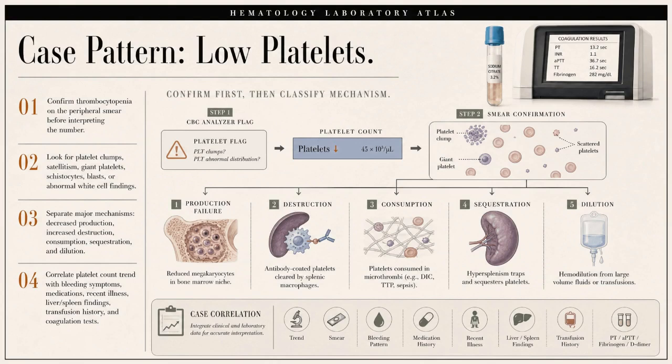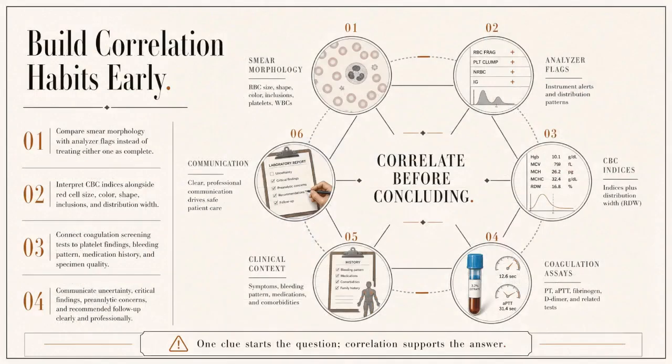We'll now discuss building good correlation habits. The strongest habit you can build in hematology is correlation. It's about connecting all the pieces of information you have. If the analyzer flags a low MCV, you should look for microcytosis and hypochromia on the smear. If the RDW is high, look for anisocytosis. If the platelet count is low, check for clumps or giant platelets.